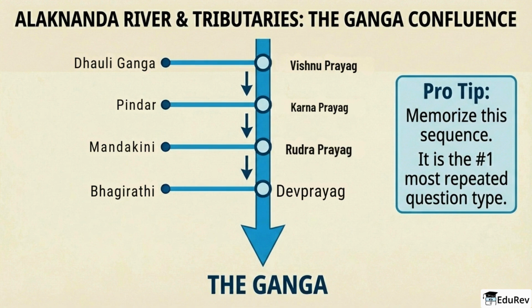Also, fix the word Prayag. A Prayag is a confluence, a meeting point of rivers. Do not treat these as devotional names only. They are geomorphically important confluence points.